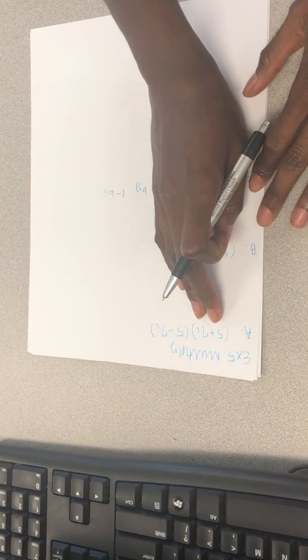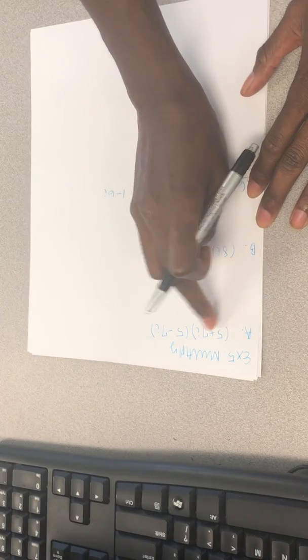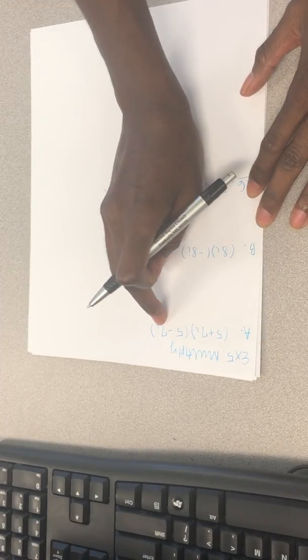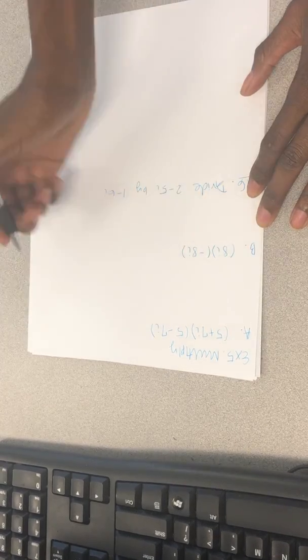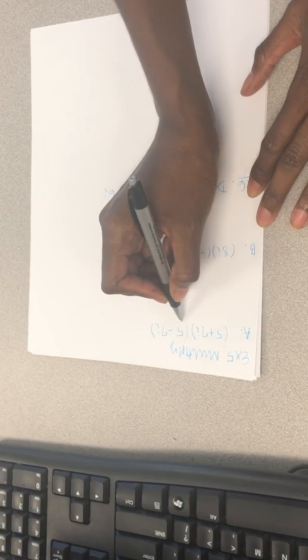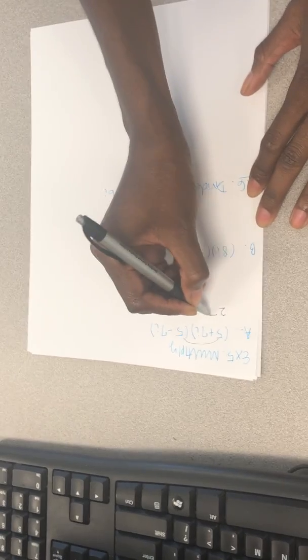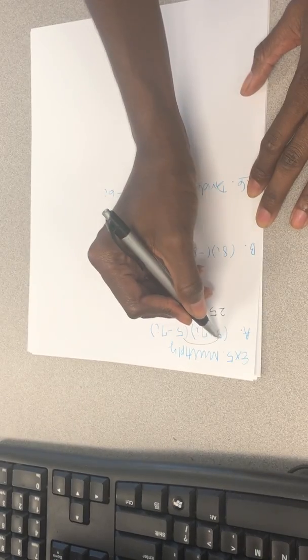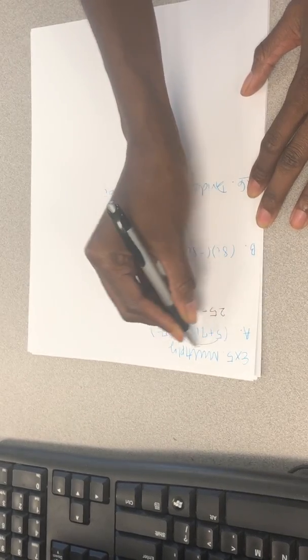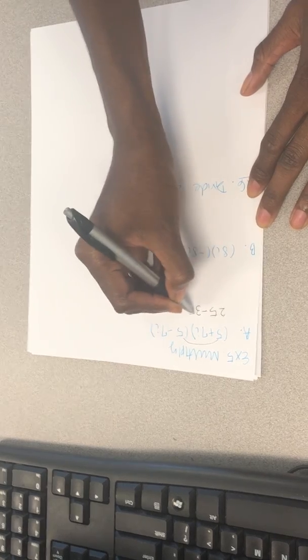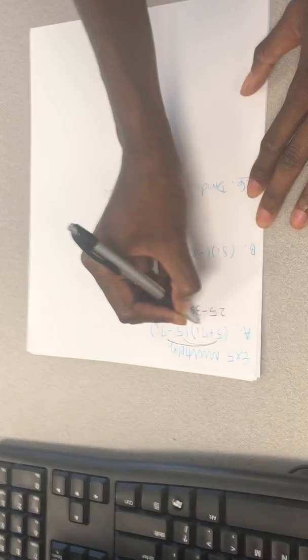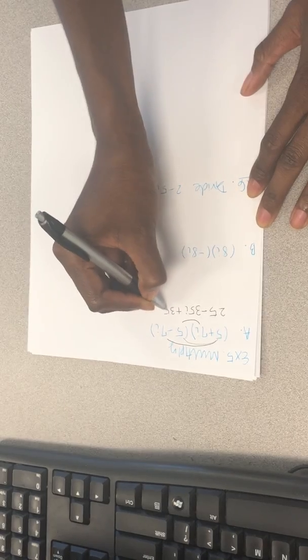Okay, so here is a perfect example. We have 5 plus 7i and 5 minus 7i. So we're actually multiplying conjugates together. We're going to do that by foiling, right? So we'll have 5 times 5, which is 25. And then we'll have 5 times negative 7i, which is negative 35i. Then we'll have our positive 35i.